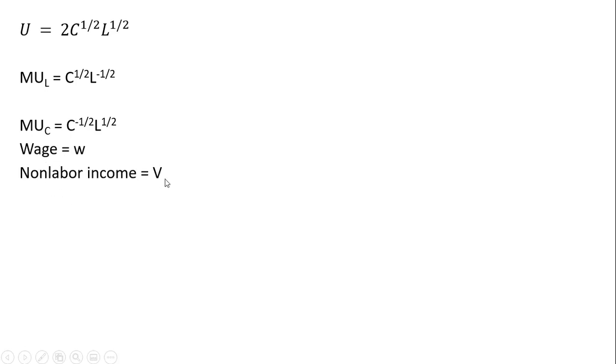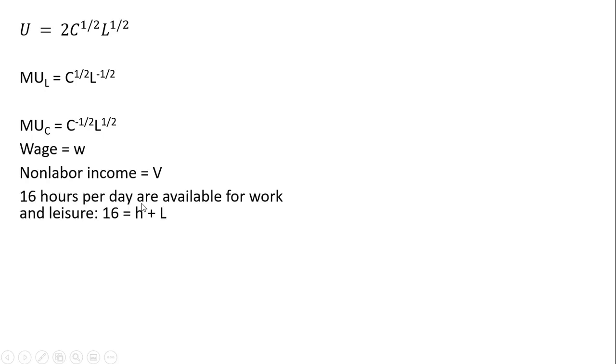Non-labor income is going to be represented by V. And we're going to assume this person has 16 hours per day to allocate between work and leisure. So 16 equals H, hours of work, plus L, hours of leisure. Or hours of work will equal 16 minus L, hours of leisure.